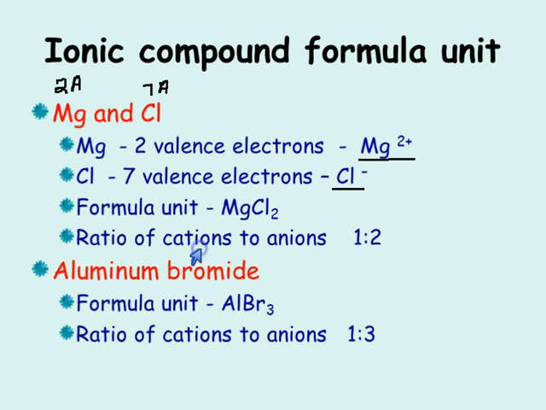The ratio of cations to anions is 1 to 2. For every 1 magnesium, we have 2 chlorines. And here, again, if we look at magnesium with 2 electrons, I'll just draw a little. Magnesium has 2 electrons, and chlorine has 7. One of these is going to go here, and then we'll need another chlorine. And one is going to go over here.